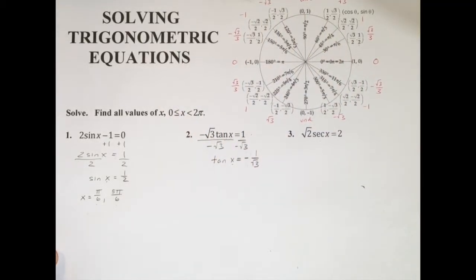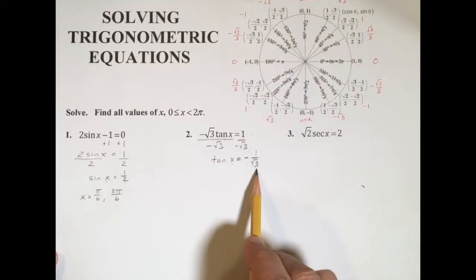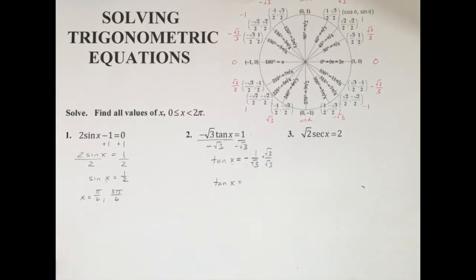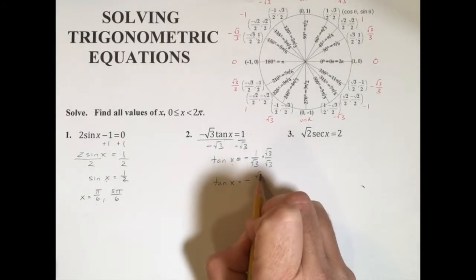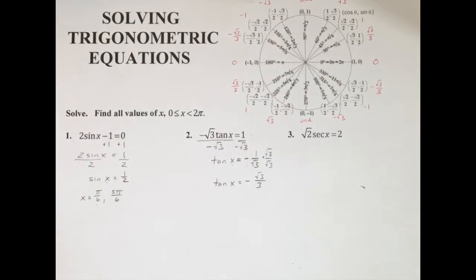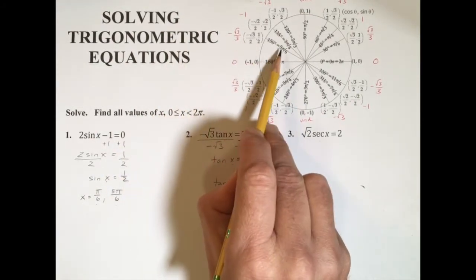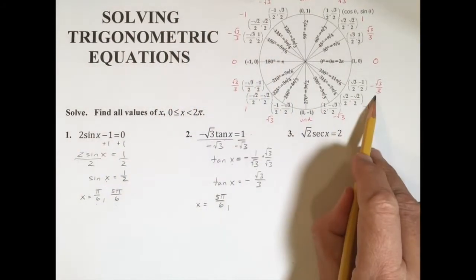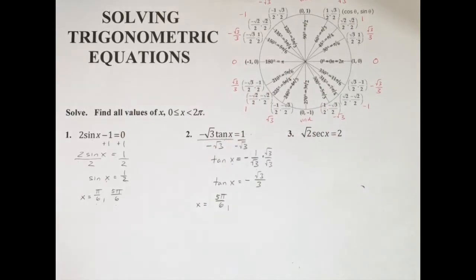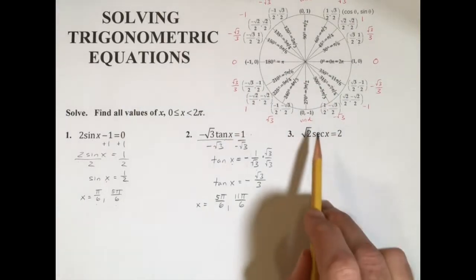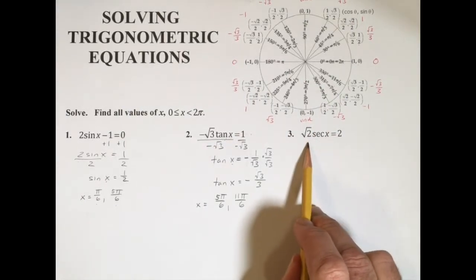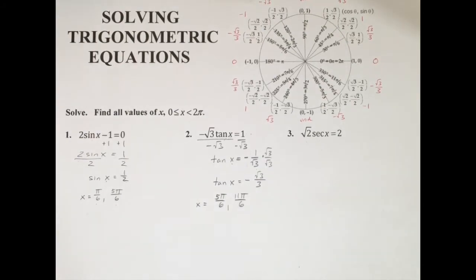Of course, it's going to be easier to identify if we rationalize the denominator. We want to find where tangent x equals negative radical 3 over 3. And there should be two places on the unit circle where tangent equals negative radical 3 over 3. Over here it does at 5 pi over 6, and over here it does as well at 11 pi over 6. In number 3, I'll isolate the secant x by dividing both sides by the square root of 2.